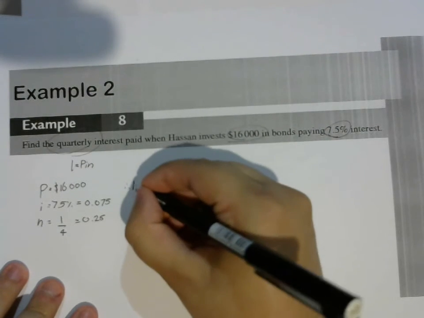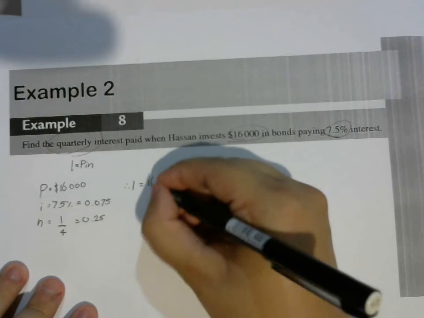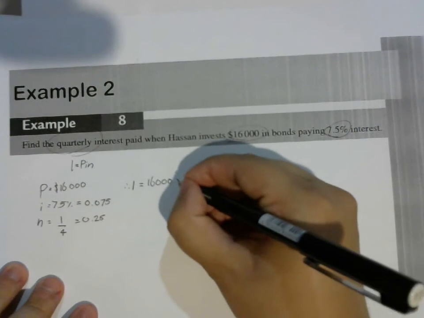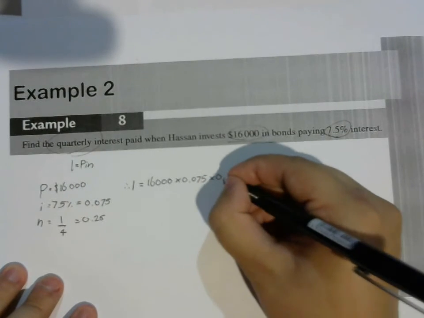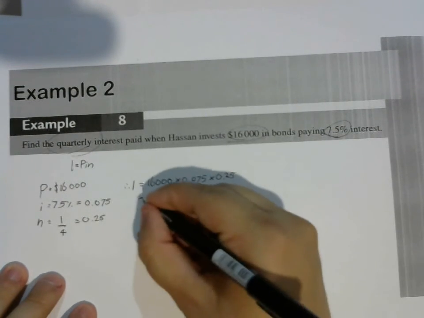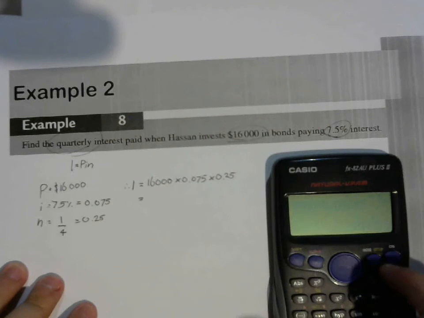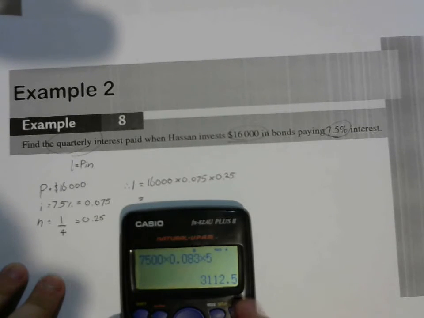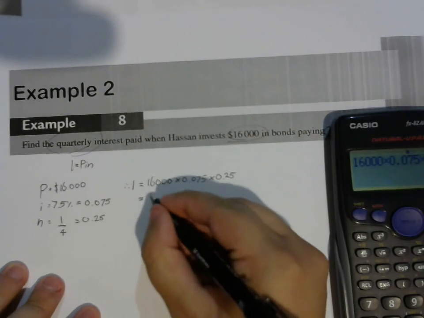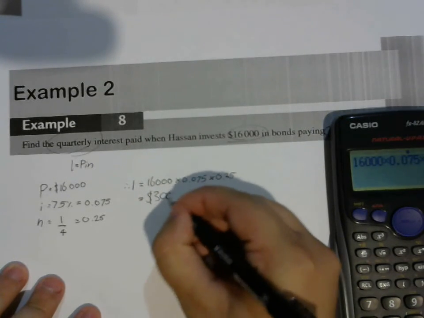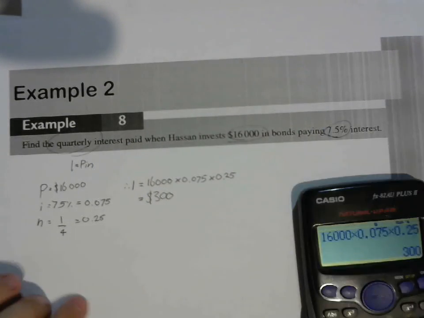Put that into my calculation. I equals 16,000 times 0.075 times 0.25 equals, and I'm going to put that on my calculator, 16,000 times 0.075 times 0.25 equals 300. So Hassan gets paid $300 every fortnight.